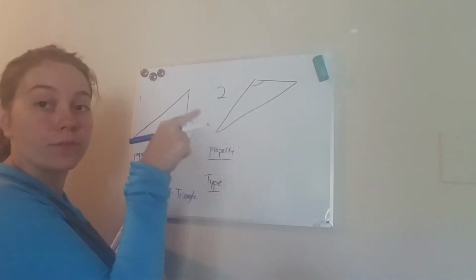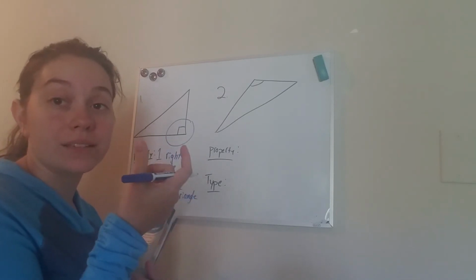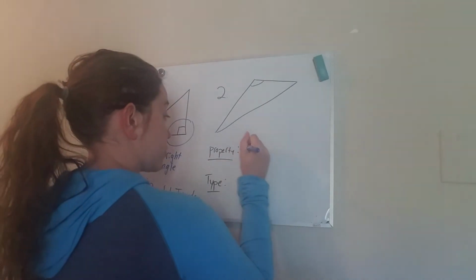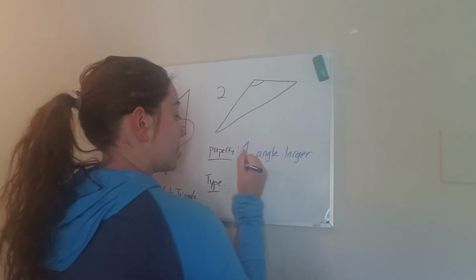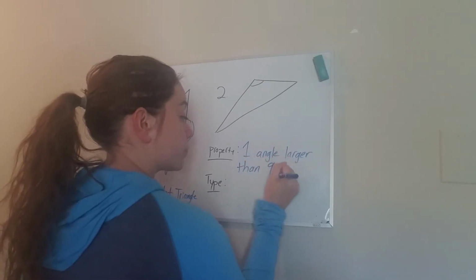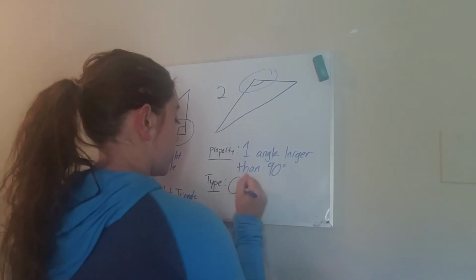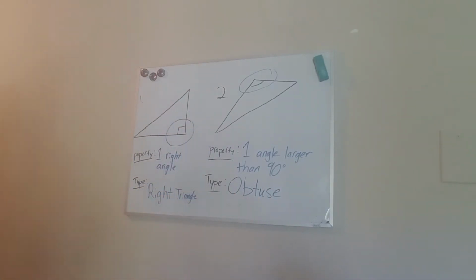That little half arc, that is showing us where the angle is. That's showing us the size and the direction of the angle. And that shows us that it's more than 90 degrees. So it has one angle larger than 90 degrees. Okay, that's my property. It has one angle larger than 90 degrees. And that's this angle right here. If it has one angle larger than 90 degrees, what kind of triangle is that? It is obtuse. Okay, we have an obtuse triangle.